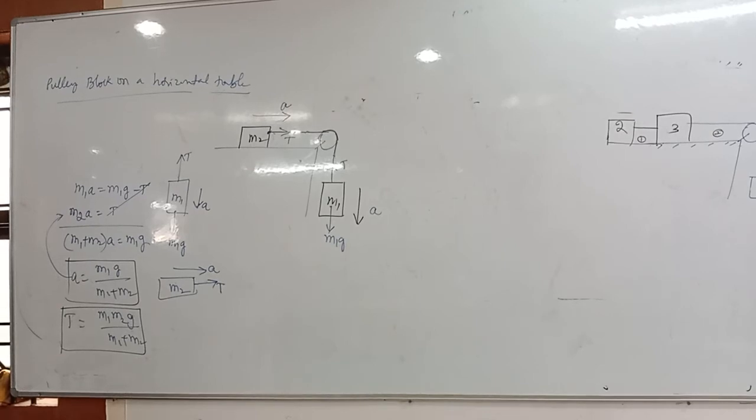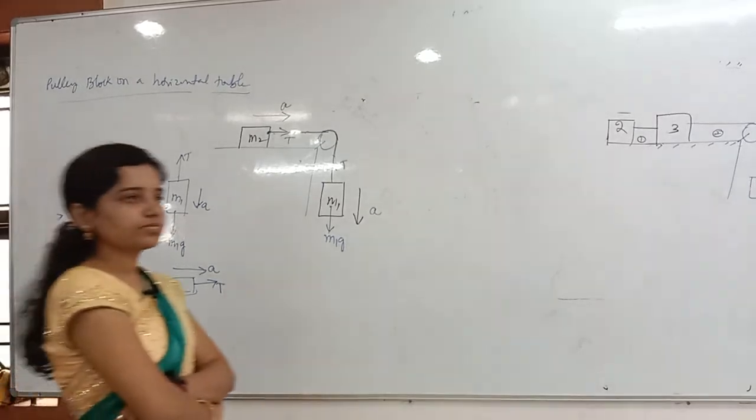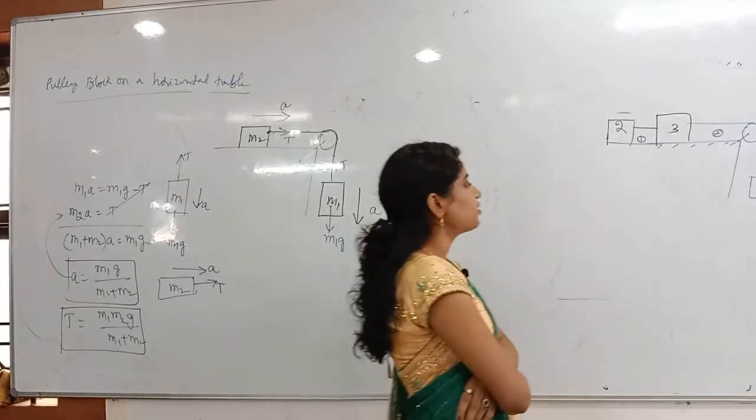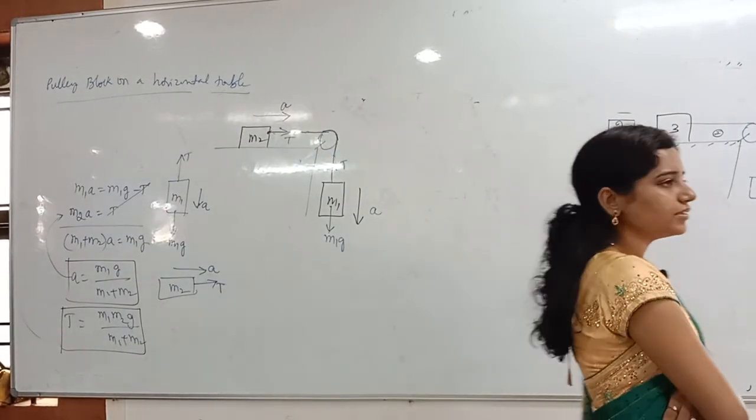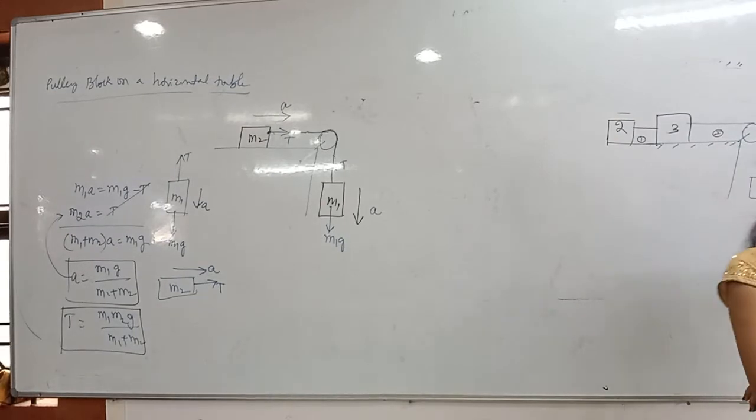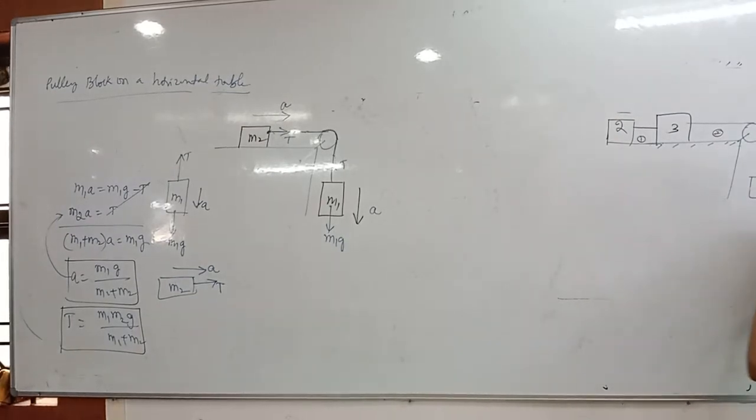50 by 25. Tension will be 25. Then what about tension 1? T1 is how much? Acceleration is how much? 5, then 10. T1 is 10. T2 is 25. A is 5. Those are the values.